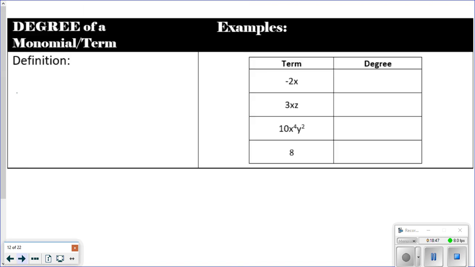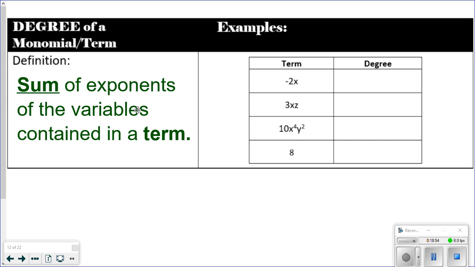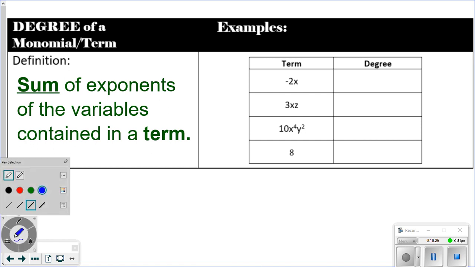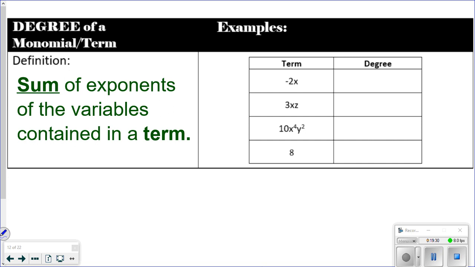On the back side of your note sheet, we're going to fill this in. The definition from the book: the sum of the exponents of the variables contained in a term. When you're done filling in that definition, I want you to fill in the examples table. You're given a term and I want you to write the degree. Don't forget, if there isn't an exponent, we always assume it's 1.